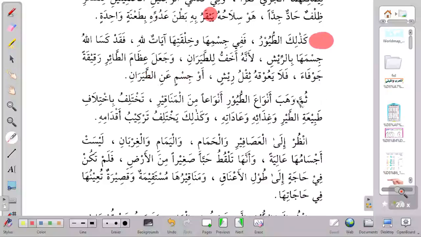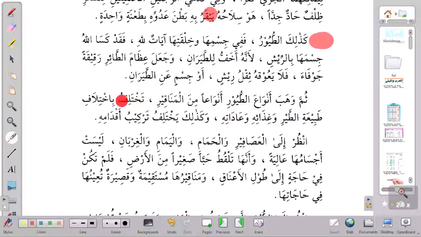That's what he's saying. So mawahaba anwa at-tuyur, then he grants different types of birds, and min al-manaqir, different types of beaks. The beak, the pointed thing at the mouth of the bird, that's what we term as manaqir, the plural. The singular is minqar. Minqarun is the singular, and the plural is manaqir.